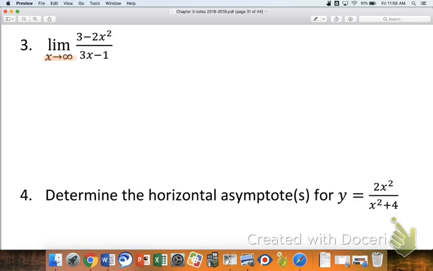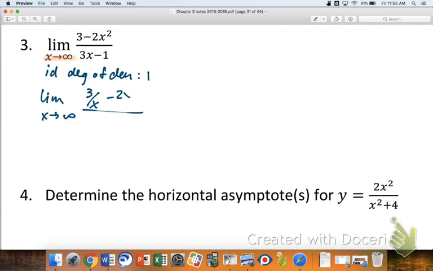You want to identify the degree of the denominator, and in this case, that would be 1. So it's x to the first. So the degree of the denominator is 1. So we're going to divide every single term in the top and the bottom by x to that degree. So for this one, it would be the limit as x heads towards infinity of 3 over x minus 2x squared over x, divided by 3x over x minus 1 over x. We're dividing by x on this one because the degree of the denominator is 1, so we divide by x to the first.